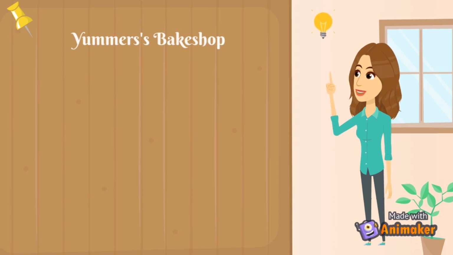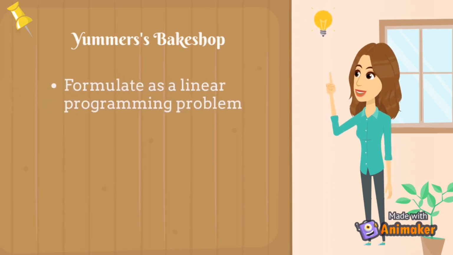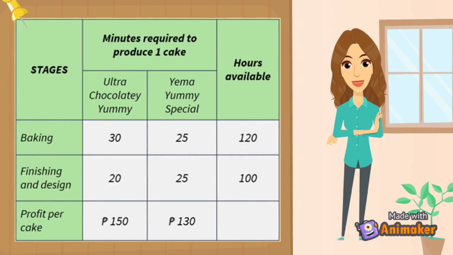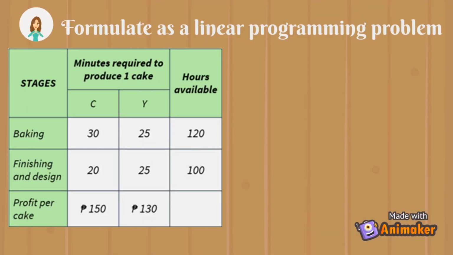To come up with the optimal solution, we need to formulate a linear programming problem and solve it to find the one that gives the maximum profit. So, here's the table that contains all the information we need that will help us formulate a linear programming model. Since we have completely understood the problem, we need to define the decision variables.